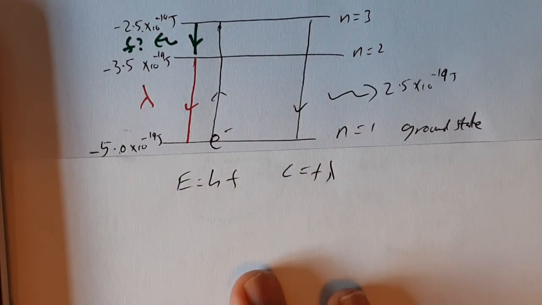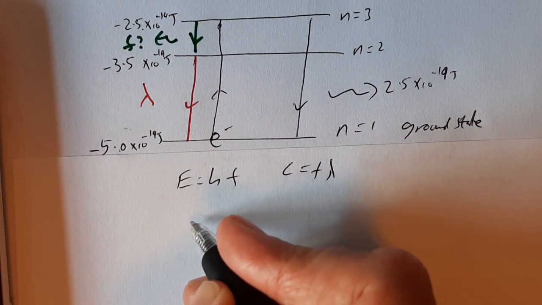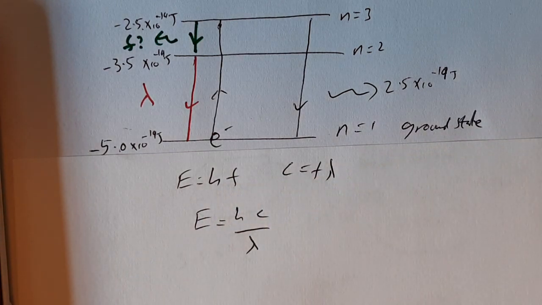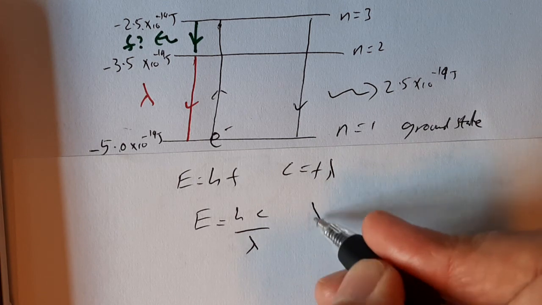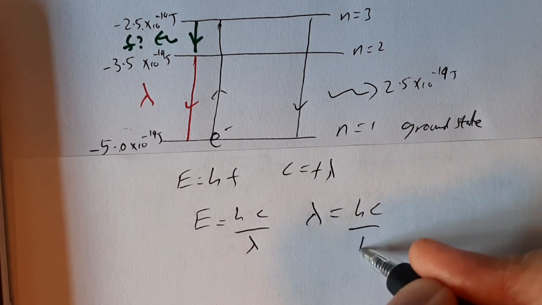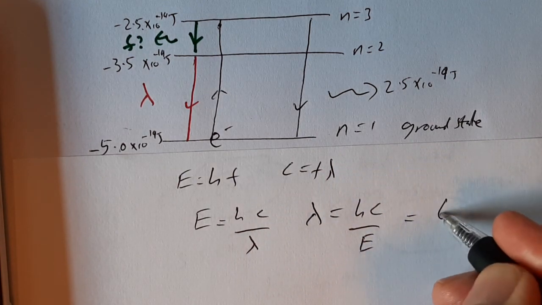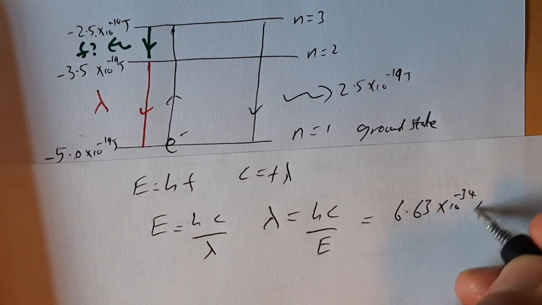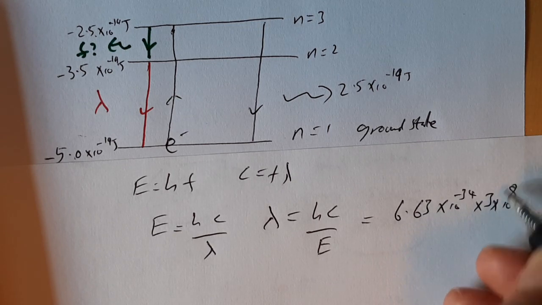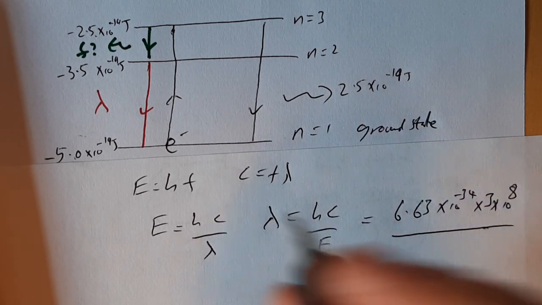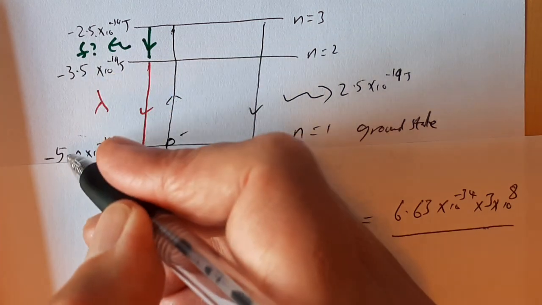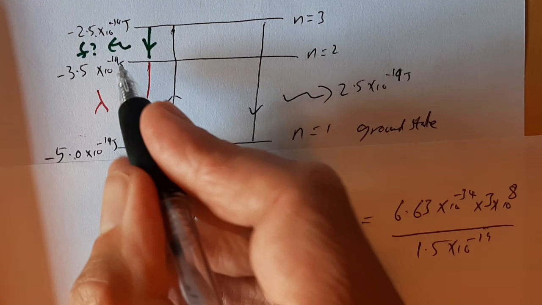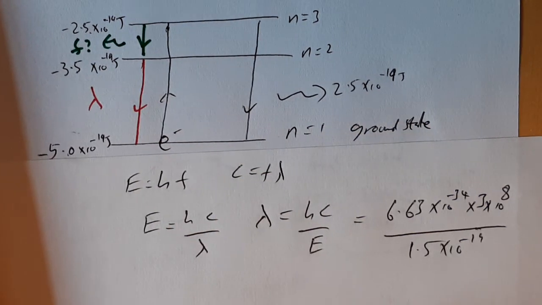What I'm going to do, because I want to push you a little bit, is to use E equals hc over lambda. This time I'm going to rearrange algebraically. Lambda is hc over E. So it's 6.63 times 10 to the minus 34 times 3 times 10 to the 8 divided by the energy. What's the energy? The difference between 3.5 and 5 is 1.5 times 10 to the minus 19. Of course, if you need to do that subtraction on your calculator, that's absolutely fine.